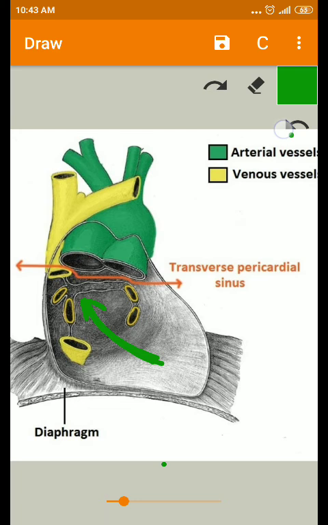Now coming to the oblique sinus. The oblique sinus is a narrow gap behind the heart. Here the heart is present, and here the heart is removed, so this space is present behind the heart. The part of the heart which faces posteriorly is the left atrium, which we are going to see in the external features of the heart.